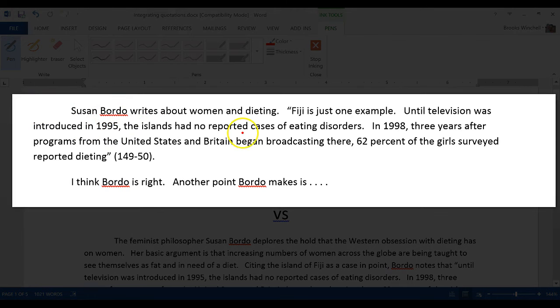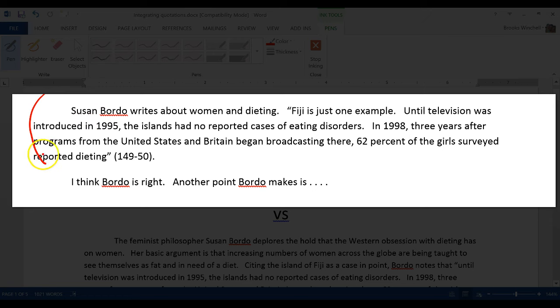Susan Bordeaux writes about women and dieting. Fiji is just one example. Until television was introduced in 1995, the island had no reported cases of eating disorders. In 1998, 3 years after programs in the United States and Britain began broadcasting there, 62% of girls surveyed reported dieting. I think Bordeaux is right. Another point Bordeaux makes is... Do you think Bordeaux is right? Do you even know what this is about?